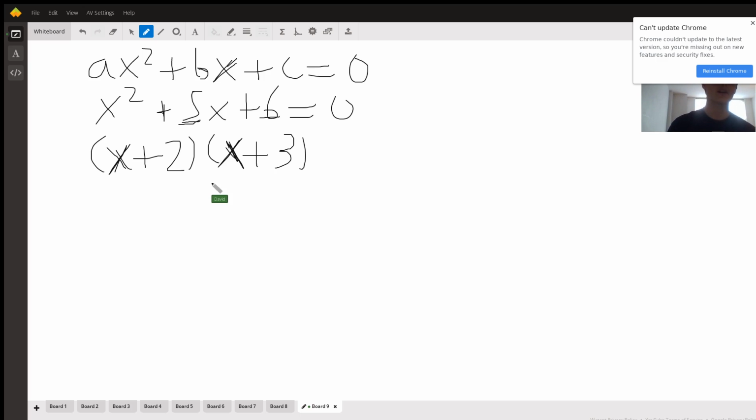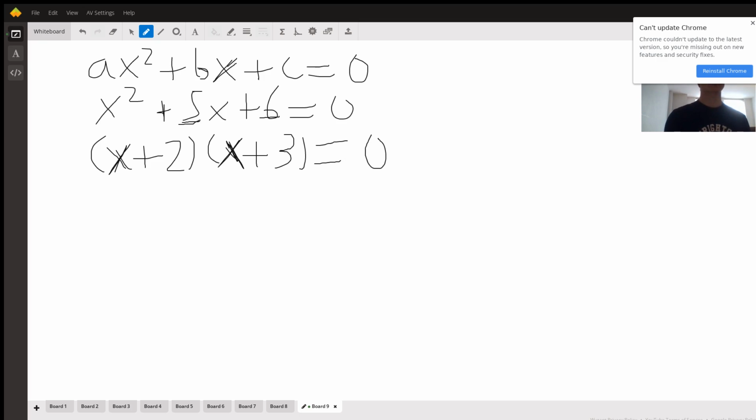So x plus 2 and x plus 3 are the two factors. Multiplying them out, we get x squared plus 2x plus 3x, which is plus 5x plus 6. So this is a way to factor this quadratic. x plus 2 times x plus 3 equals 0.